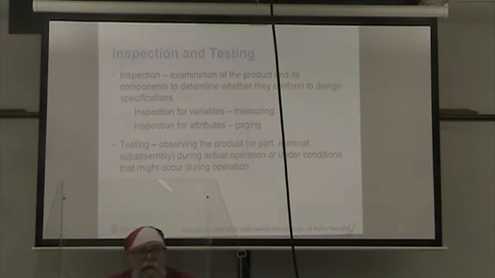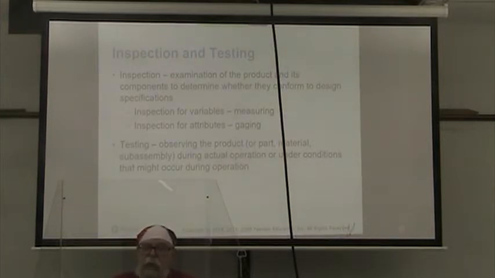If it doesn't matter if the shaft is an eighth of an inch too long or a quarter inch too long, just as long as it's the correct distance between two certain points, then that length isn't going to be inspected, just the distance between those two points, right? If the diameter is critical, that will be something that we measure.